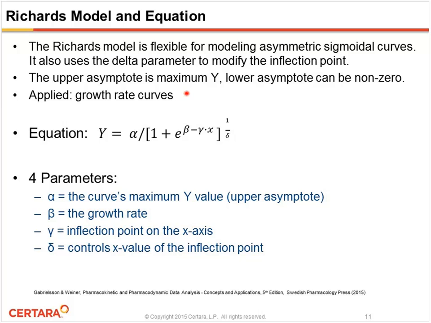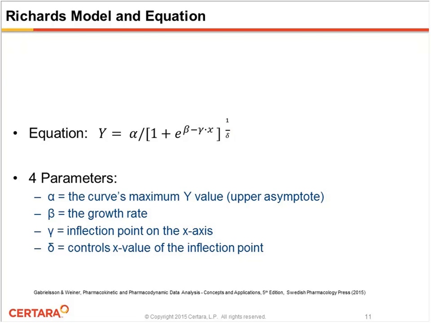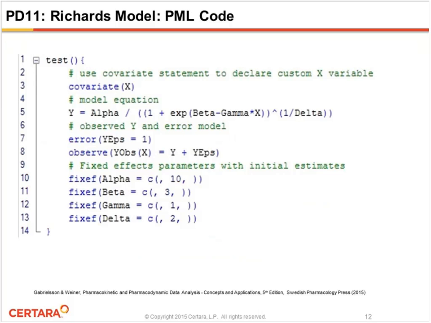In the Richards model, alpha is the upper asymptote, beta is the growth rate, gamma is the inflection point, and then delta controls the x value of the inflection point using this exponentiated term 1 over delta. Okay, here we have the Richards model in PML code. And again, these slides as well as the text models will be available on the forum afterwards.